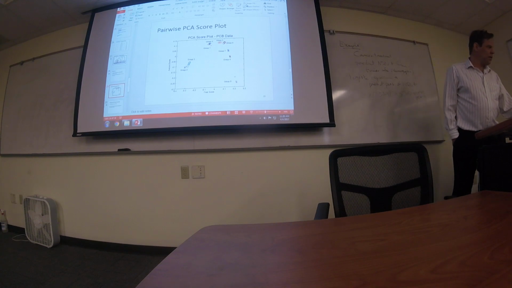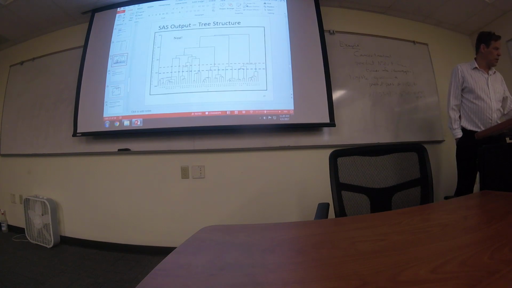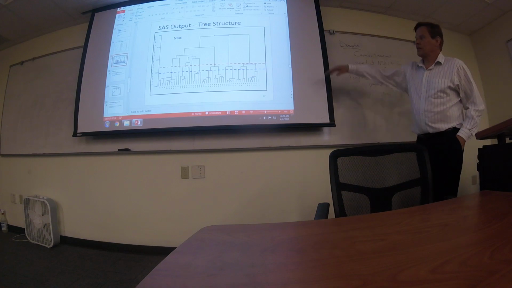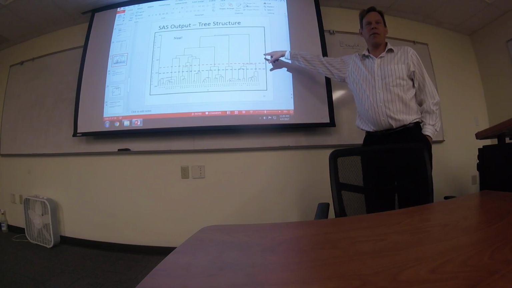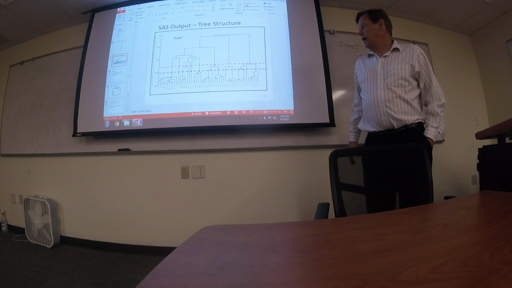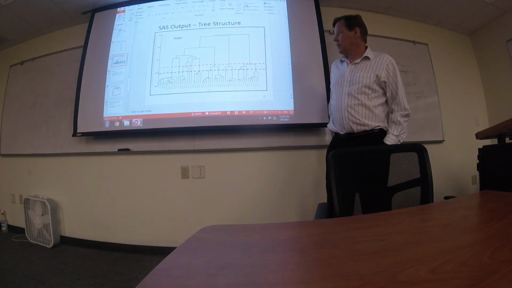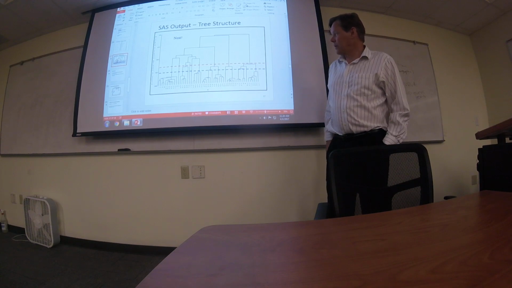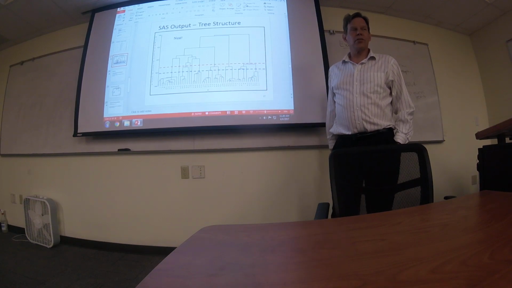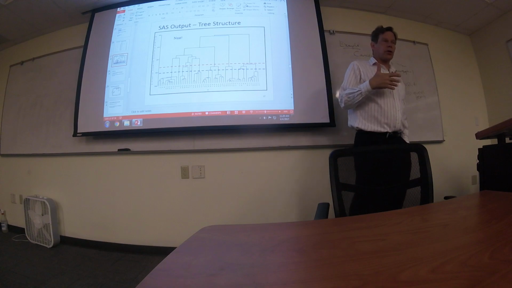So if I put this in my paper and I color this according to which group they're in, I'll show you how to do that in JMP in a little bit, then it provides information for my paper. The points are clustering together.